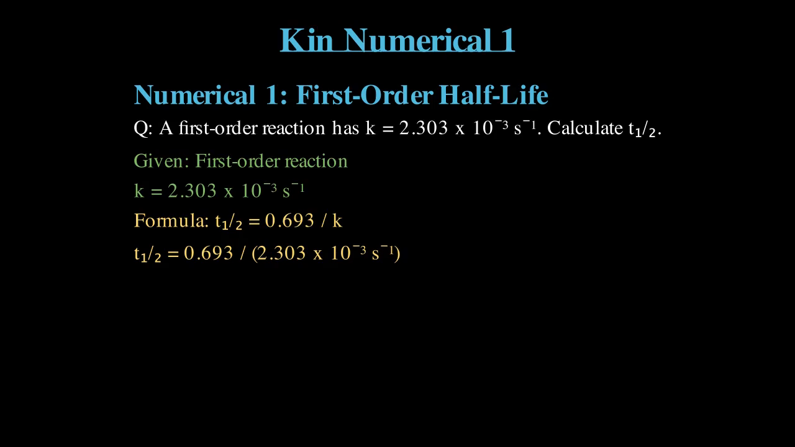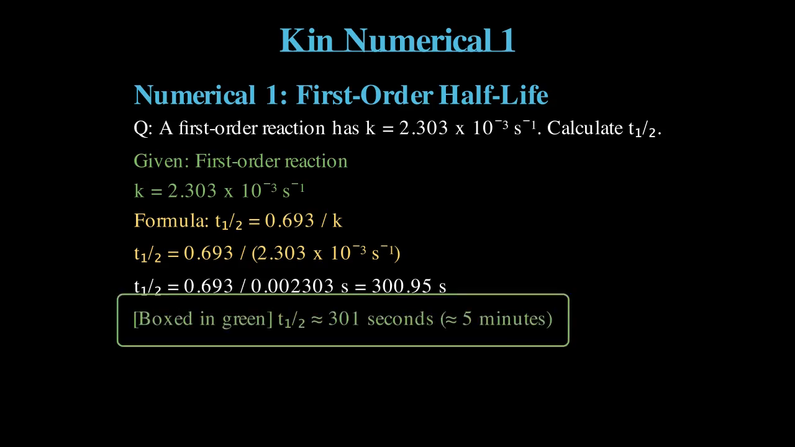Let's do the calculation. The denominator is 0.002303. So we have 0.693 divided by that value. This calculation gives us approximately 301. The unit for K was per second, so our half-life will be in seconds. So the half-life is 301 seconds, which is about 5 minutes. And that is our final answer.